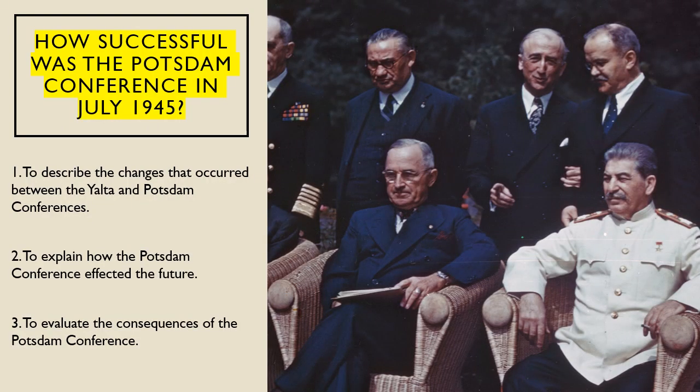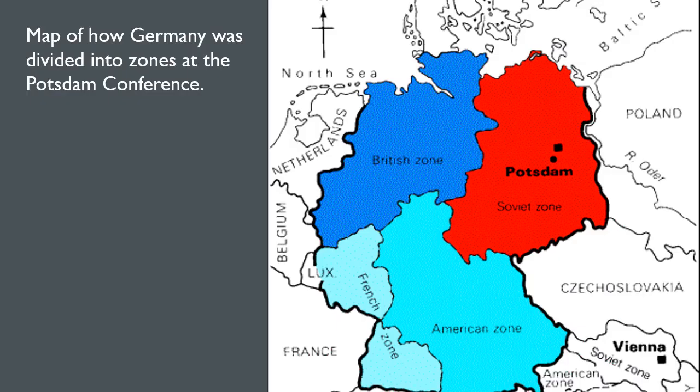And now on to the final conference of the Grand Alliance within the war, or just after the end of the war, actually. So in July 1945, the Grand Alliance met in a small town just outside Berlin called Potsdam. And this is also a very important conference because they made some big decisions here too.